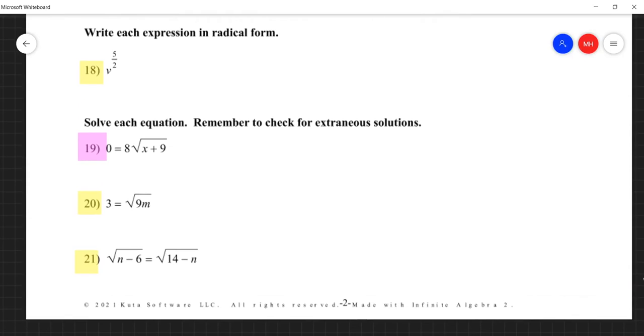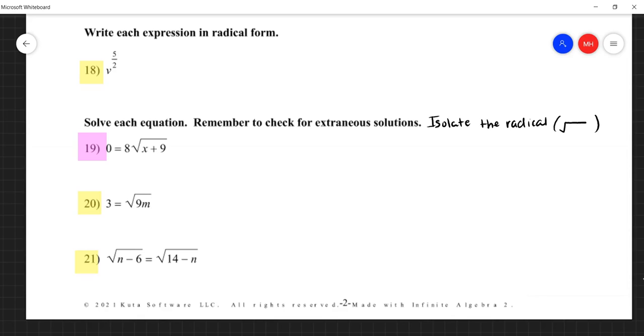So this says solve each equation. Remember to check for extraneous solutions. Extraneous solution just means if we get that type of solution and plug it back in and it doesn't work, it's a solution that we can't use. So this is solving radical equations. So the first thing I'm going to do is isolate the radical. Remember, I am a radical if I have this shape, my radicand.